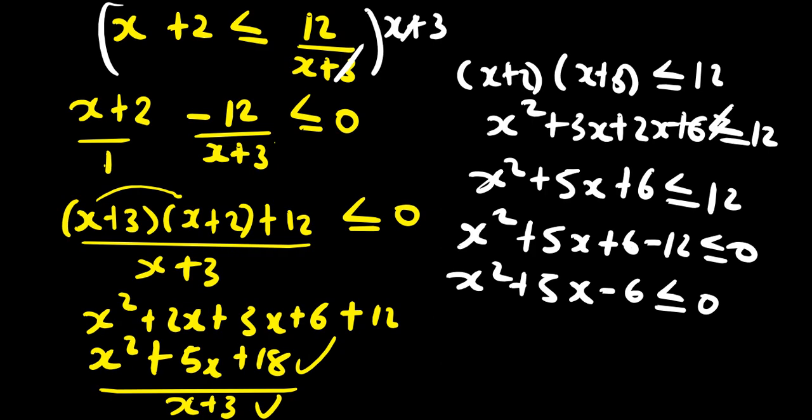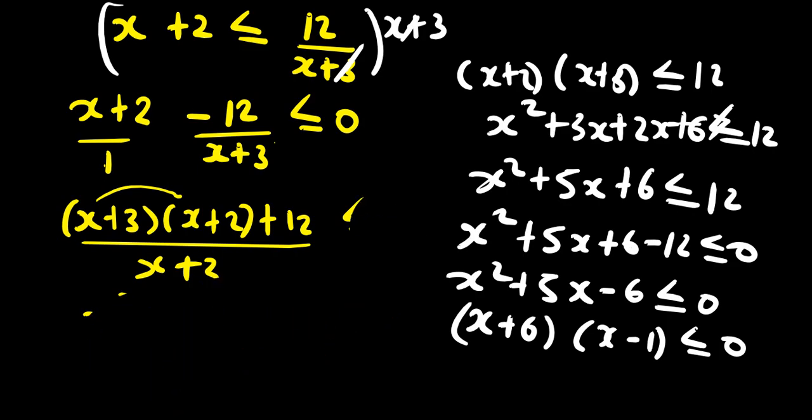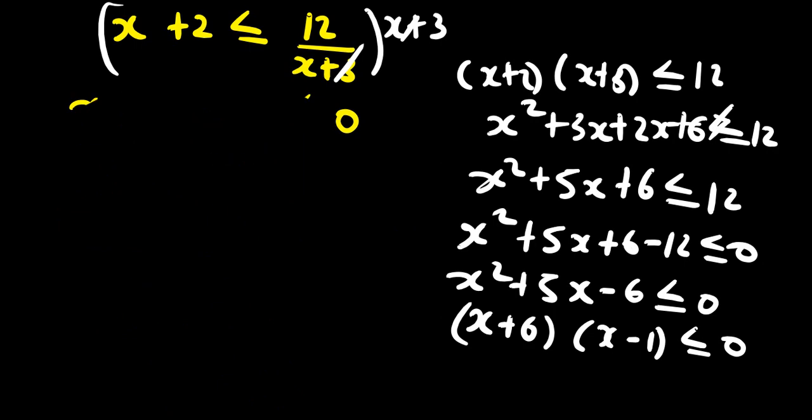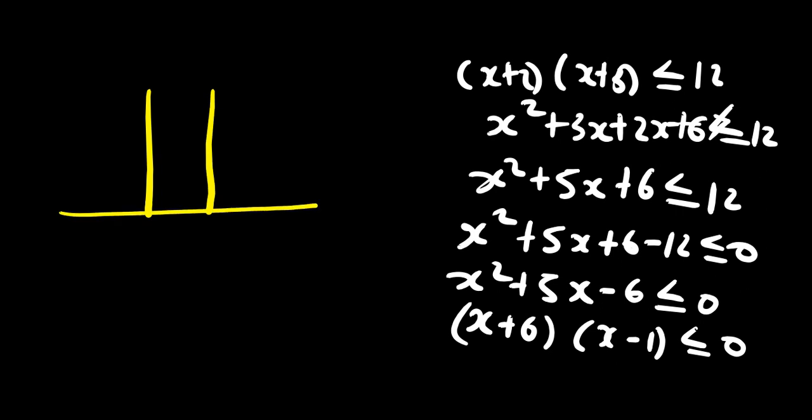So therefore my solution will now be, I'm going to say x plus 6, and the other one we said is x minus 1, right? So x plus 6 times x minus 1 is less than or equal to 0. Those are the two numbers when you use the product and the sum method. Then you test these intervals. Because there are only two, so this is what I'm going to do.